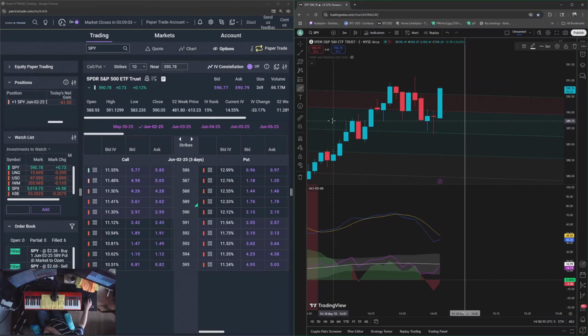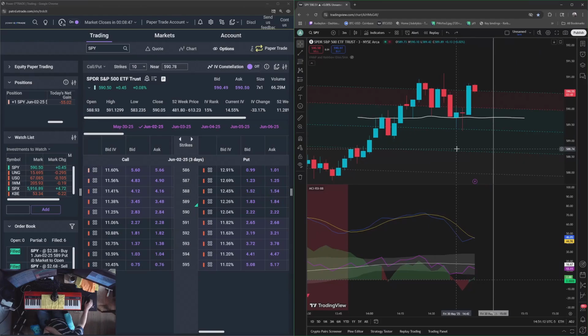If you just look at this from a level standpoint, here's the level, right? Here's a break of the level, a retest of the level, and then let it go. Okay, we had a reversal on the imbalances.